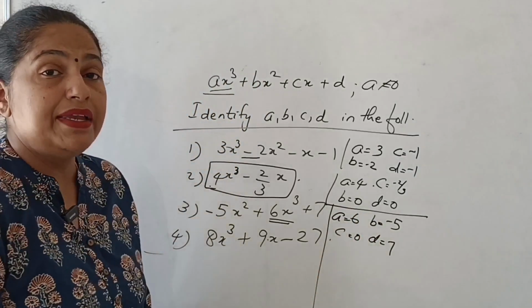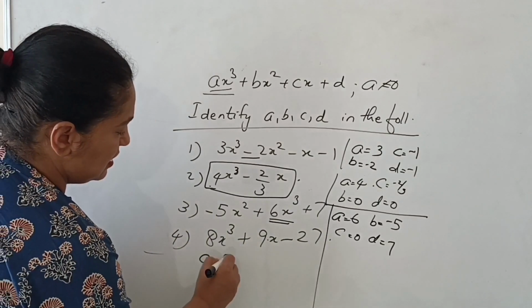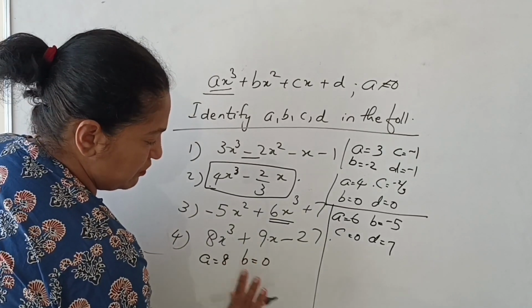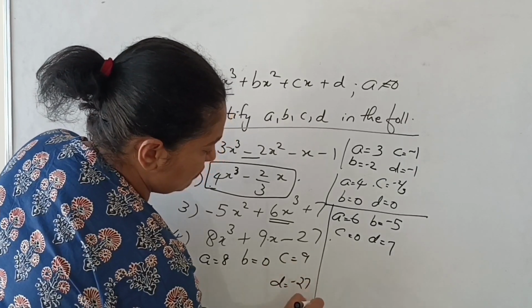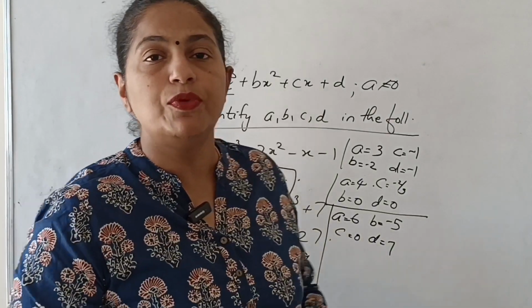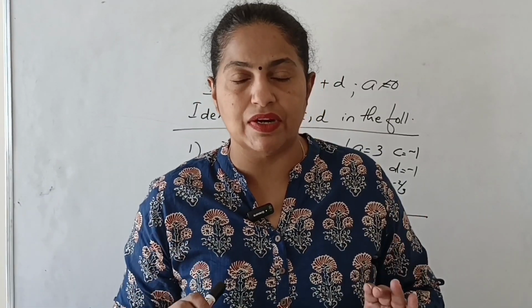Okay. Now, 8x cube plus 9x minus 7. So a is equal to 8. b is equal to 0 because there is no x square term. c is equal to 9 and d is equal to minus 27. So I now hope you are able to identify the values of the coefficients when a cubic polynomial is given.